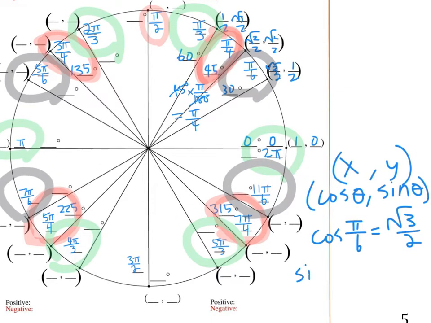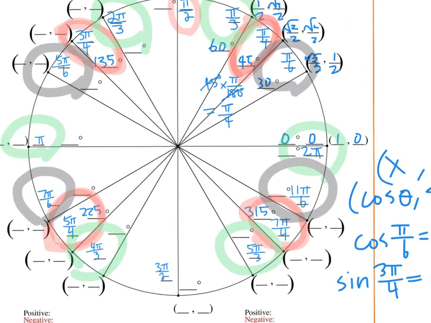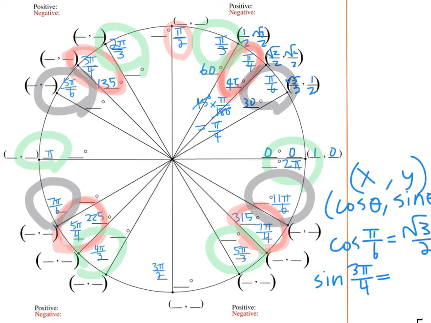What is sine of, let's try something that's not actually on here. Okay, let's try sine of 3 pi over 4. So what you want to do is come over to 3 pi over 4 and then look at sine. Sine, remember, is the y coordinate. So you look at the y coordinate here.